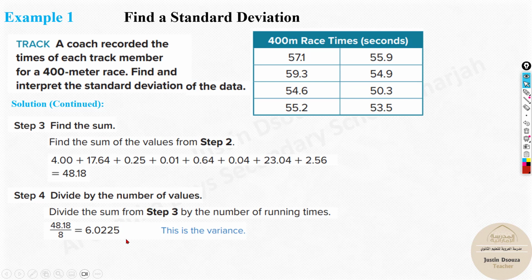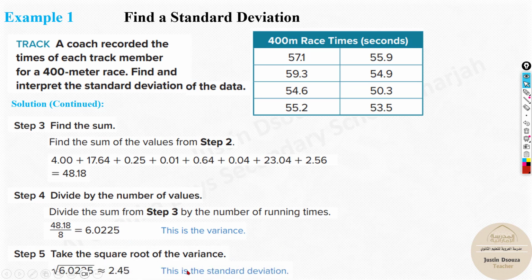Important thing: variance also gives an idea about the spread. But if you take the square root of this, just the square root or power half, you get the standard deviation. That is 2.45. Standard deviation is a better way to understand everything, because it is more reliable and easy to find.